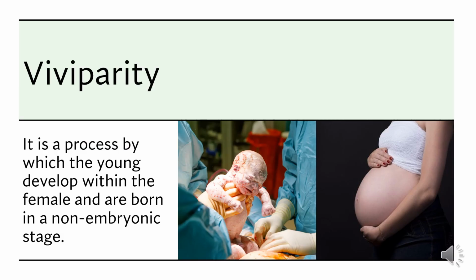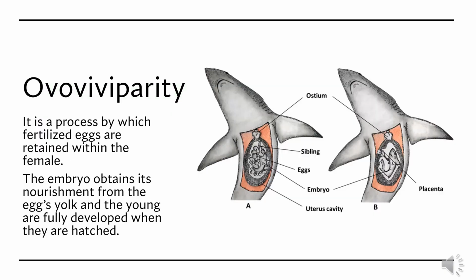Viviparity. It is a process by which the young develop within the female and are born in a non-embryonic stage. The growing embryo derives continuous nourishment from the mother, usually through a placenta or similar structure. This is the case in most mammals, many reptiles, and a few lower organisms.